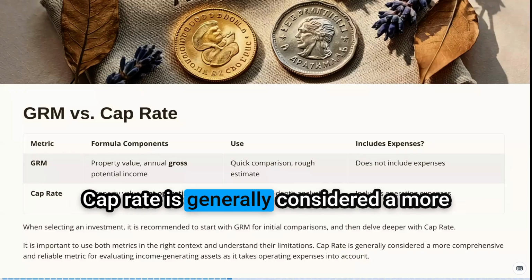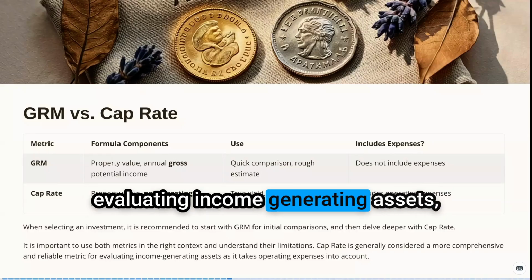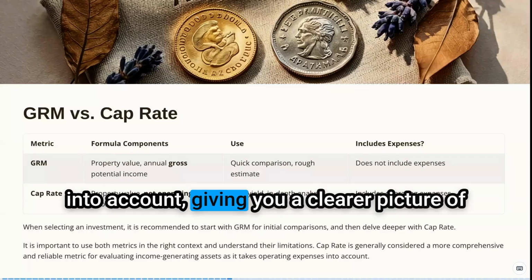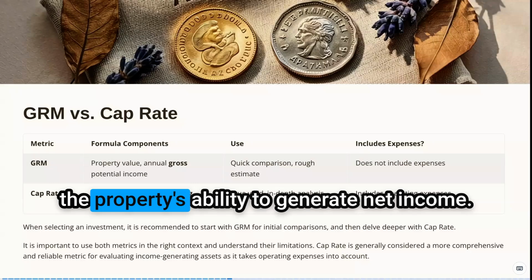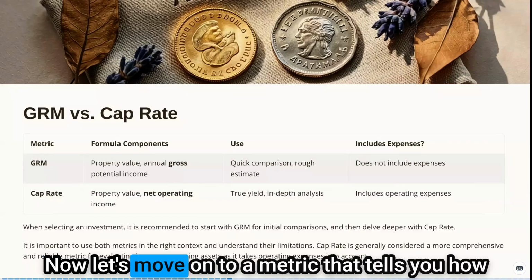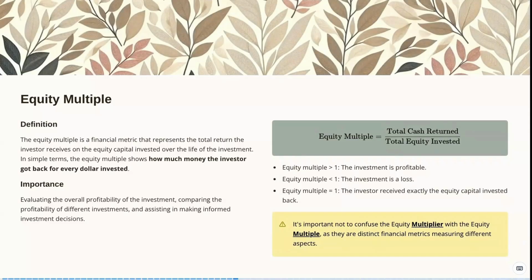Cap rate is generally considered a more comprehensive and reliable metric for evaluating income-generating assets because it does take operating expenses into account, giving you a clearer picture of the property's ability to generate net income. Now, let's move on to a metric that tells you how many times over you get your initial equity back.